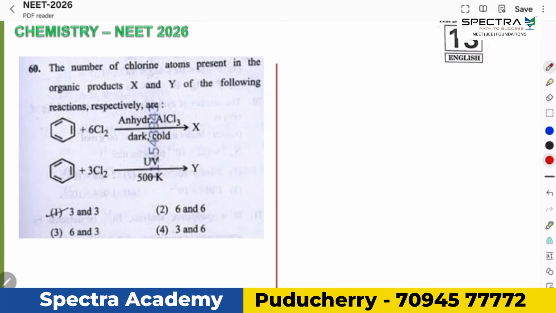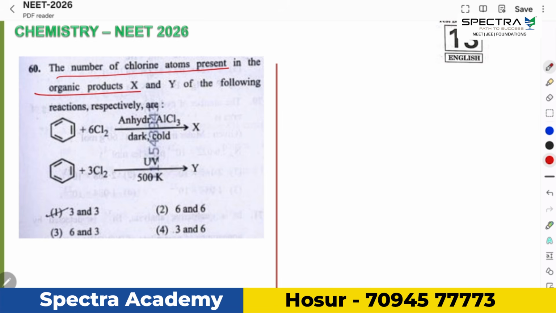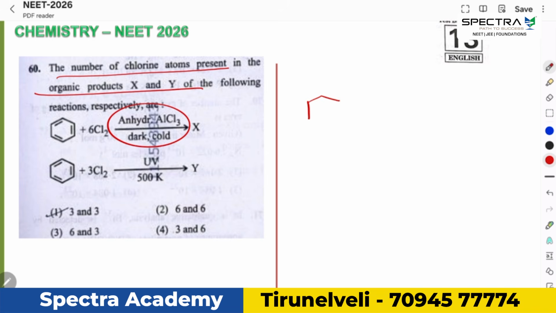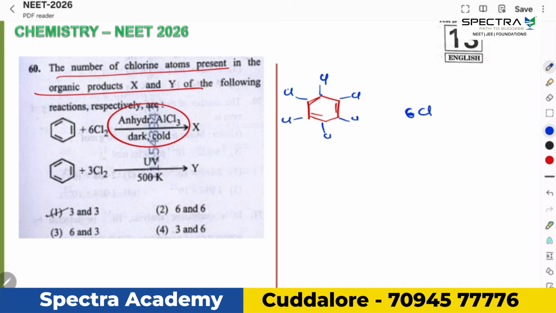Next question number 60. They given the number of chlorine atoms present in the organic compound. Anhydrous aluminum chloride, dark cold. So you will get the compound like this. This is electrophilic substitution reaction. Each hydrogen is replaced by chlorine atom. So finally you will get 6 chlorine atoms here. And here 3 chlorine atoms.